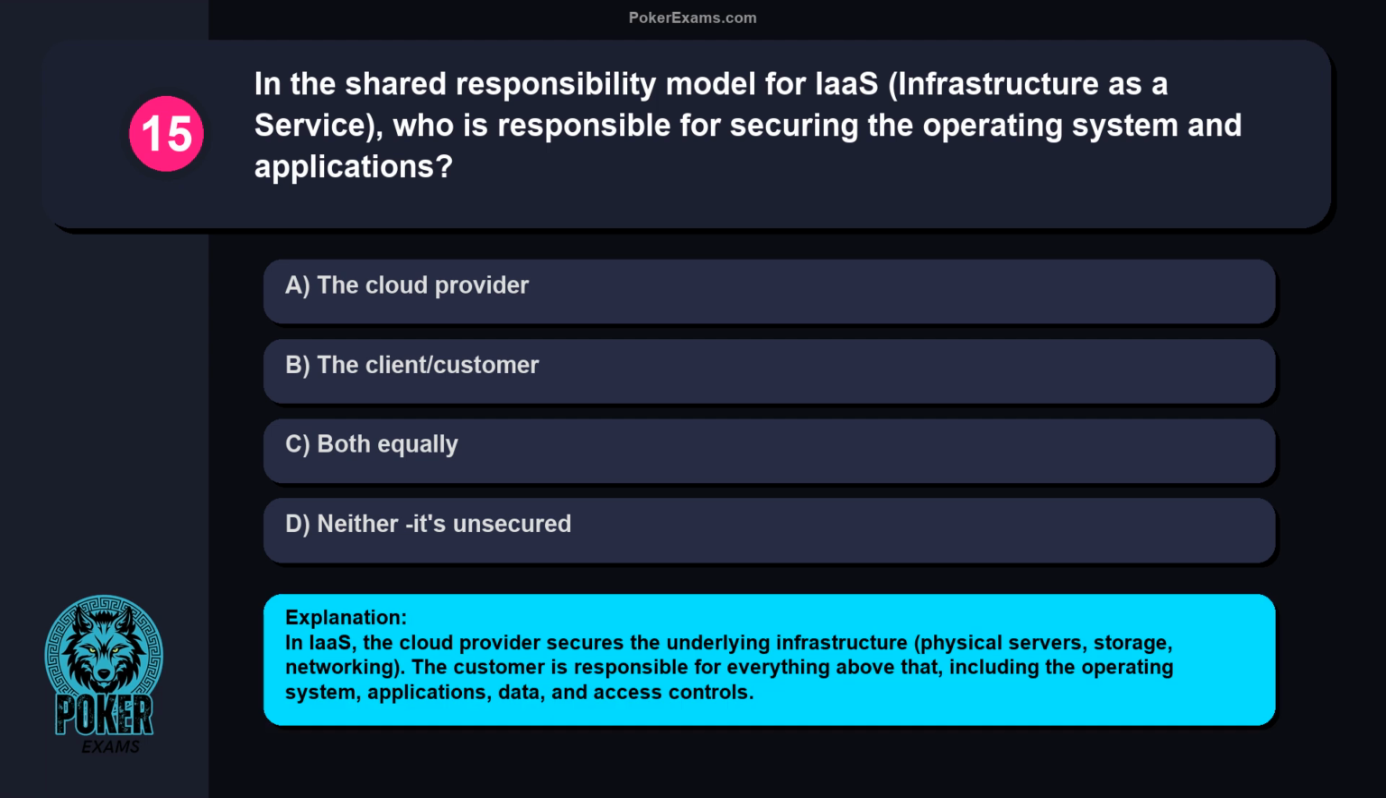In IaaS, the cloud provider secures the underlying infrastructure: physical servers, storage, networking. The customer is responsible for everything above that, including the operating system, applications, data, and access controls.